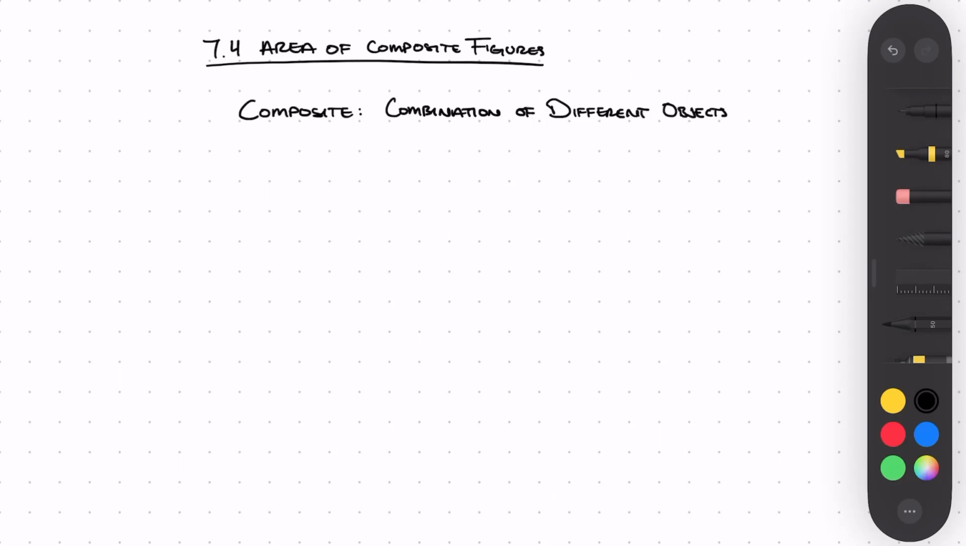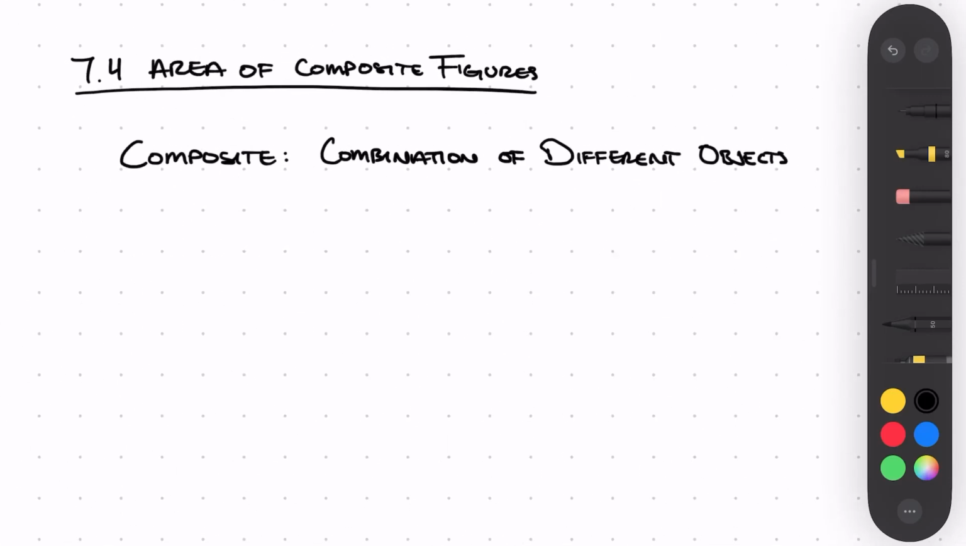Hello students, today we are going to talk about 7.4 and we are discussing area of composite figures. We're going to start off by just writing down the definition of what composite is, which is a combination of different objects. If you'd like to pause the video right now to just get this all written down, go ahead and do that, and you can hit play once you're ready.